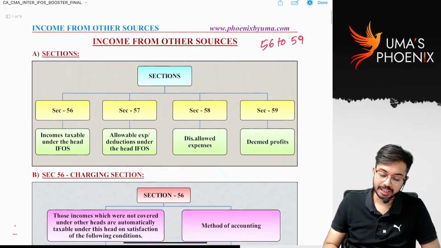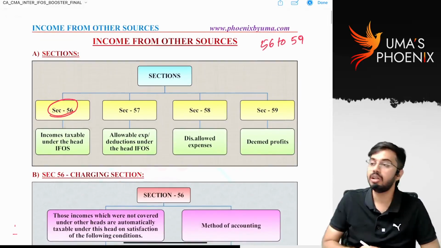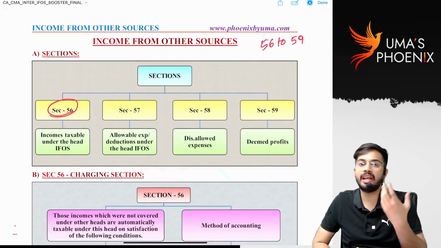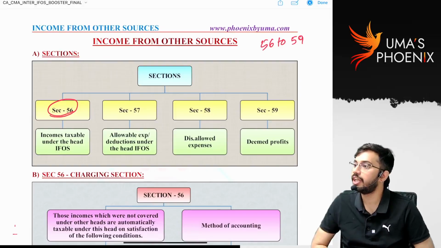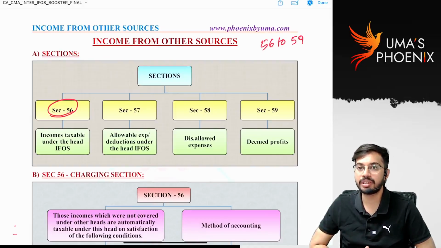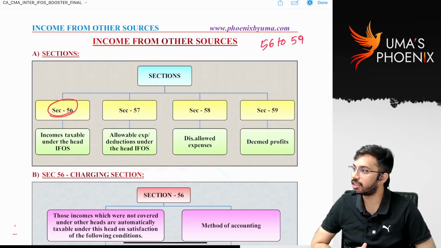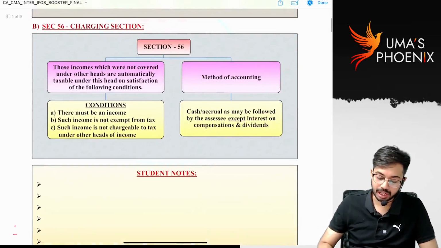The charging section is section 56. In any head of income, the charging section will specify certain conditions. If those conditions are satisfied, income is taxable under that particular head. Even under other sources also, section 56, the charging section, has specified some conditions. Only if those conditions are satisfied, income is taxable under the head other sources. Shall we see those conditions?